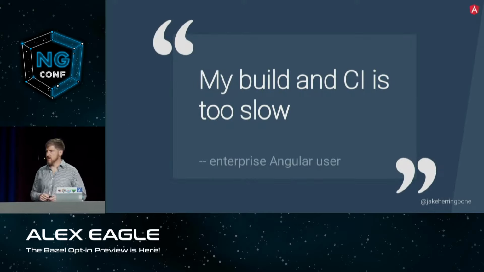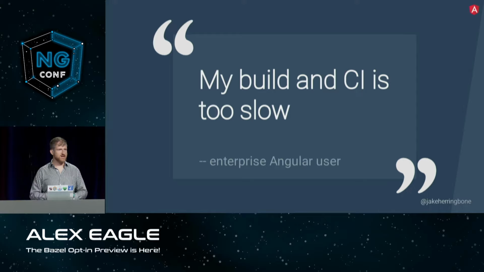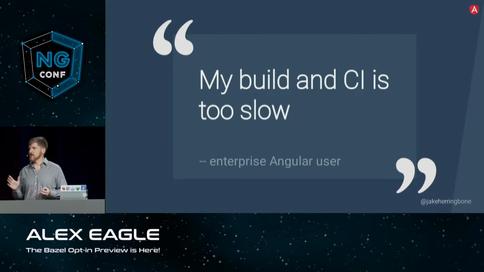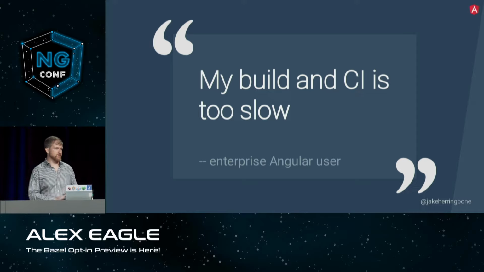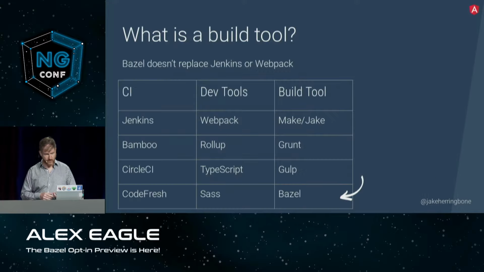So I like to start all of my talks with a fake quote that I made up. So some enterprise user says, my build in CI is too slow, although I have heard this from a number of you at the conference. And this is the main motivator of what I'm going to talk about today: the CLI works great unless you're an enterprise user, and then there are some things that we still want to make better for you. And speed is one of those things.